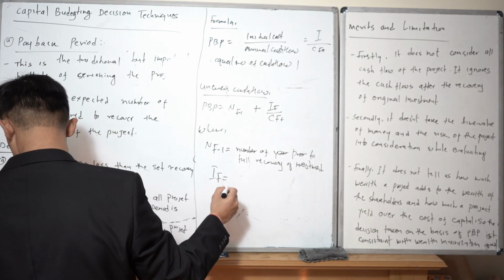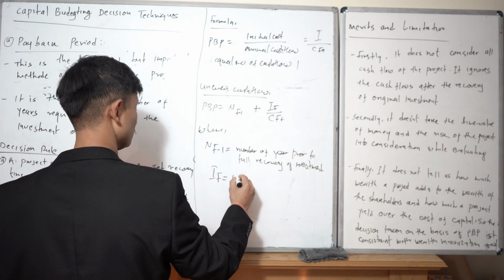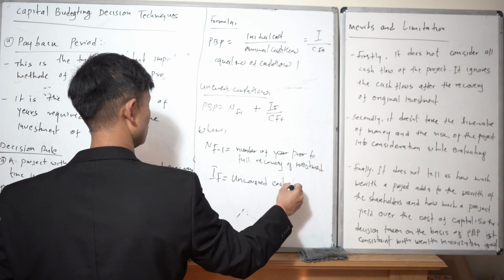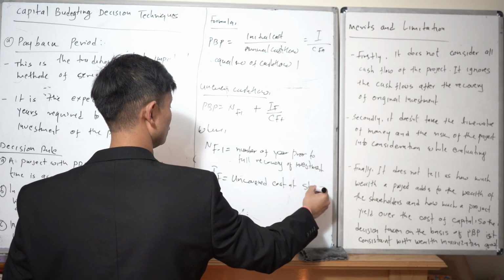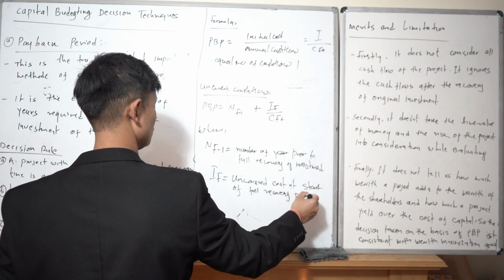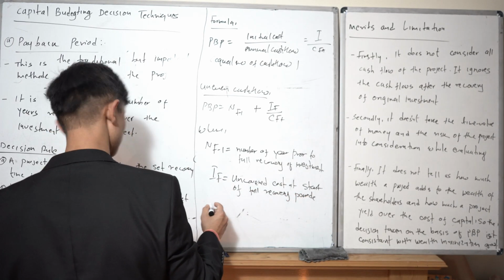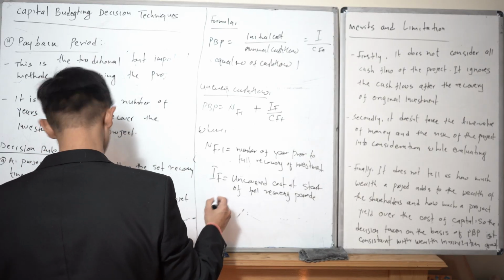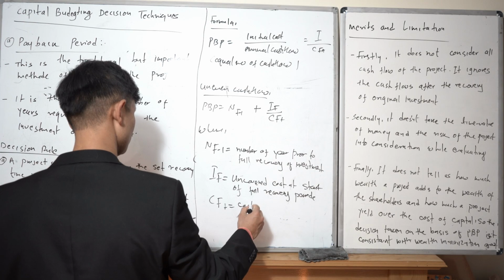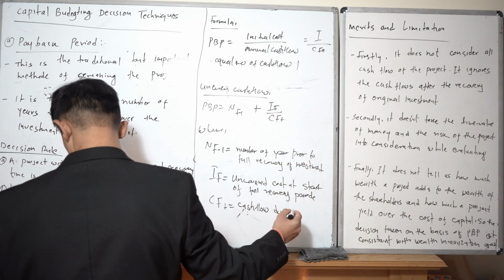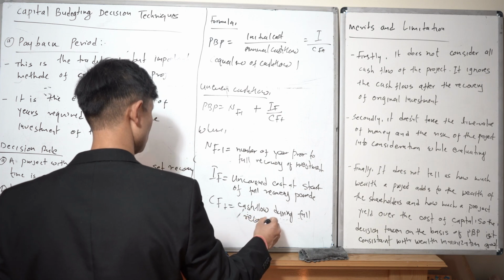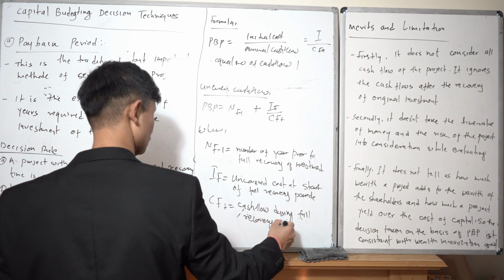IF is equal to the uncovered cost at the start of the full recovery period. Then CF is equal to the cash flow during the full recovery year.